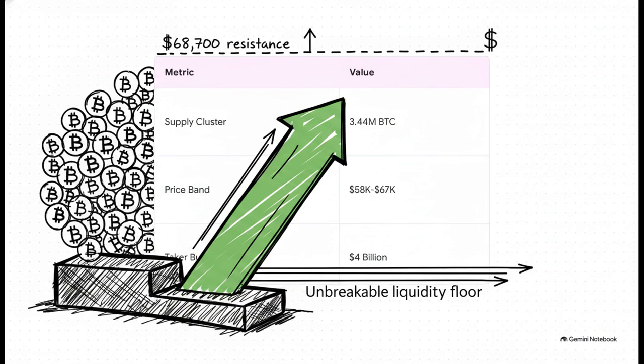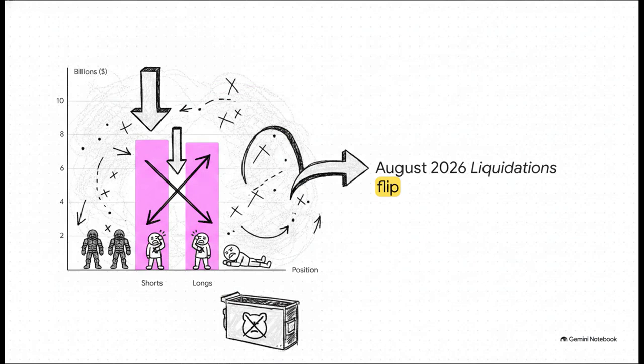3.44 million Bitcoin, which is roughly 11% of the entire circulating supply, changed hands and was heavily accumulated between $58,000 and $67,000. That created an unbreakable liquidity floor. So when that 4 billion Binance taker buy candle hit, it launched directly off this unyielding base, easily shattering that $68,700 resistance. And here is the direct aftermath of that unbreakable floor.